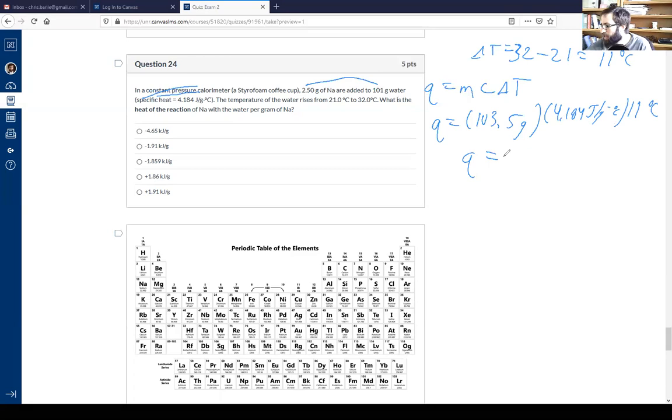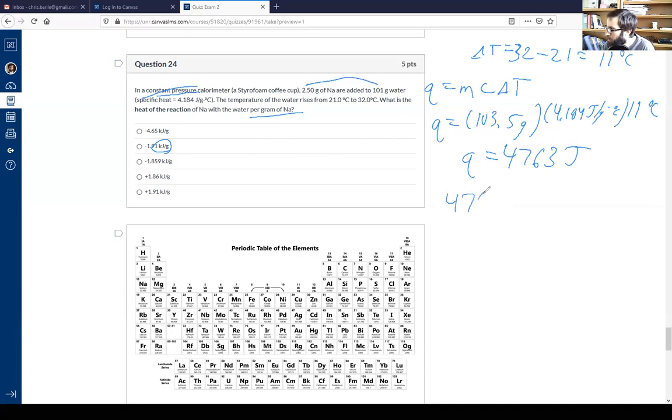So multiply that out. That's going to get me 103.5 times 4.184 times 11, which is 4763. That's in units of joules. If you look at your unit analysis, joules. My answer here is per gram, right? Per gram of sodium, and it's kilojoules per gram.